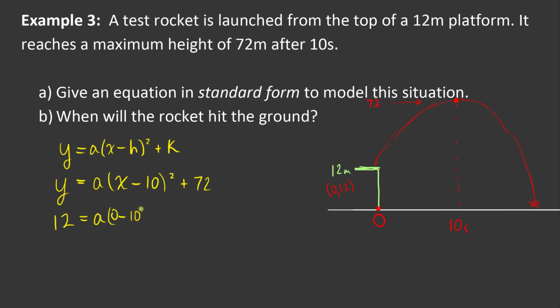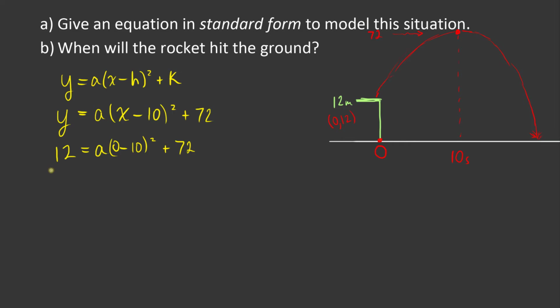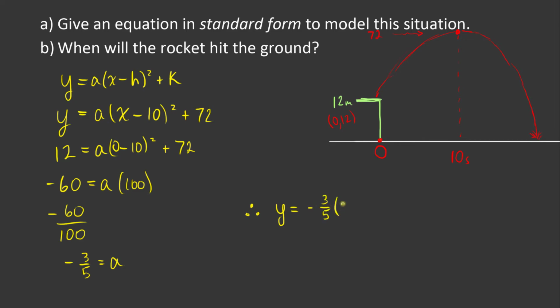So 0 take away 10 is just negative 10. We're going to square that and get 100. And I'll just do the algebra. So we're going to subtract 72 on both sides. 12 take away 72 is negative 60. 10 squared is 100, as I mentioned. And maybe this time I'll do simplified fractions. So negative 60 divided by 100. That's going to give me 6 over 10, which is 3 over 5. So negative 3 over 5. You're more than welcome to put that into decimal value if you prefer. And so I've got my equation. Yay, I'm done. Negative 3/5 times x minus 10 squared plus 72.